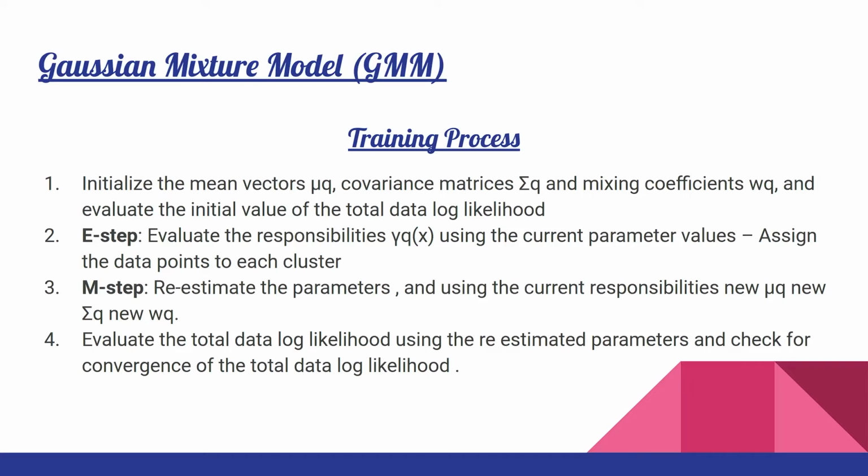Firstly, we initialize the mean vectors, covariance matrices and mixing coefficients, and then we use the expectation step for finding the responsibilities, and according to that we assign the data points to the clusters. The next step is the maximization step, in which we re-estimate the parameters and use these current responsibilities for finding the new mean and covariance matrices. And now we find the total data log likelihood using the re-estimated parameters. Now I will be explaining the code which I have written for the same.